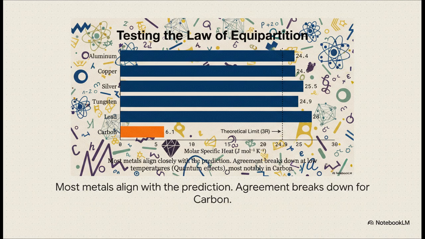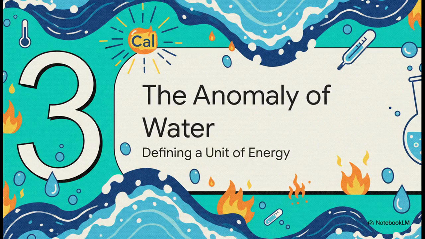And this is what you'd call a brilliant failure. It was a massive clue for scientists, showing that, hey, this classical model is great, but it has limits. It starts to break down. And for things like carbon, you need to pull out the bigger guns of quantum mechanics to get the full story. Okay, so let's switch gears from solids to maybe the most important liquid there is, water.